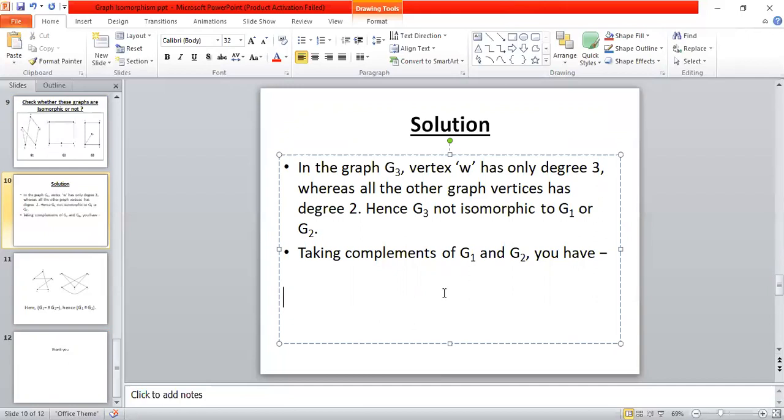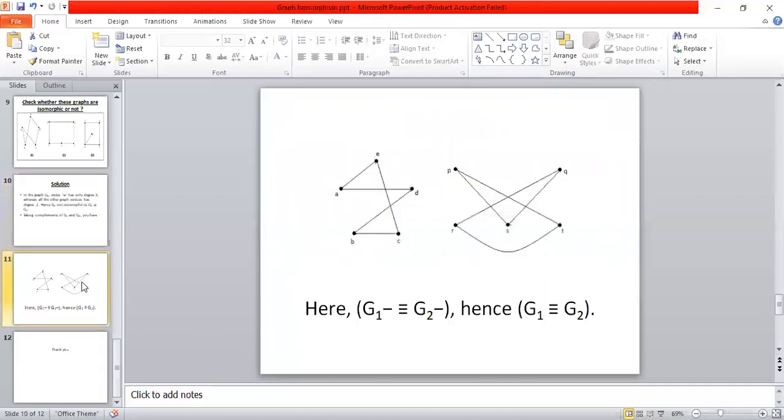Now, by checking necessary conditions, we have determined whether the two graphs are isomorphic or not. We also have a sufficient condition to check whether the graphs are isomorphic. What is the sufficient condition? The sufficient condition is by drawing the complements of the given graphs G1 and G2. These two are the complements. This is G1 bar, this is G2 bar.